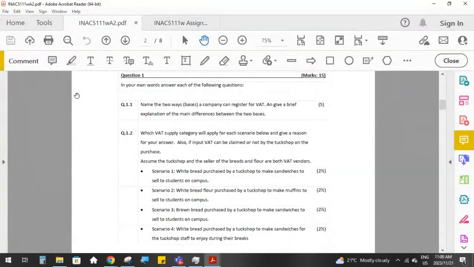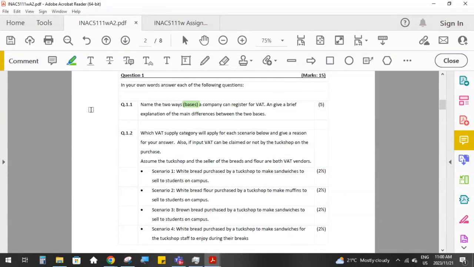Question 1, 15 marks. This one was mostly all about VAT from your Learning Unit 3. So question 1.1: name the two ways, and they put in brackets their bases, that a company can register for VAT.